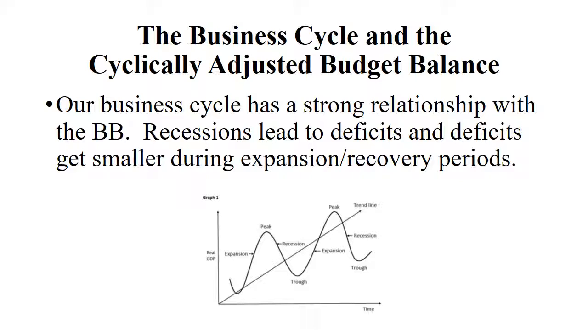When the business cycle changes and we're going through an expansion or recovery period, tax revenue will start to increase. The amount of money that the government is spending on government transfers will start to decrease as fewer people qualify for all of those benefits, Medicaid, etc. So the deficits get smaller, and they might even become a surplus during those times in the economy.